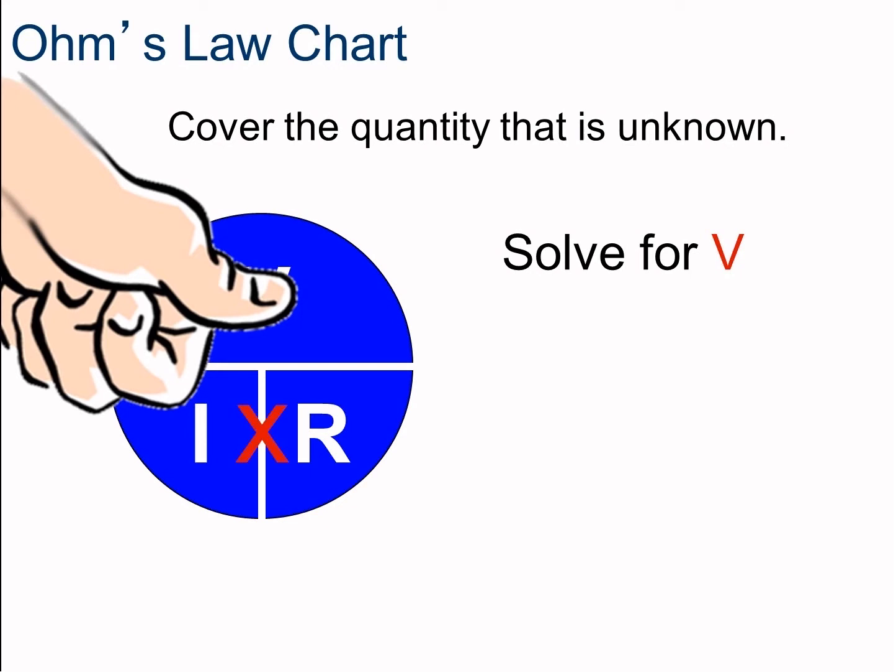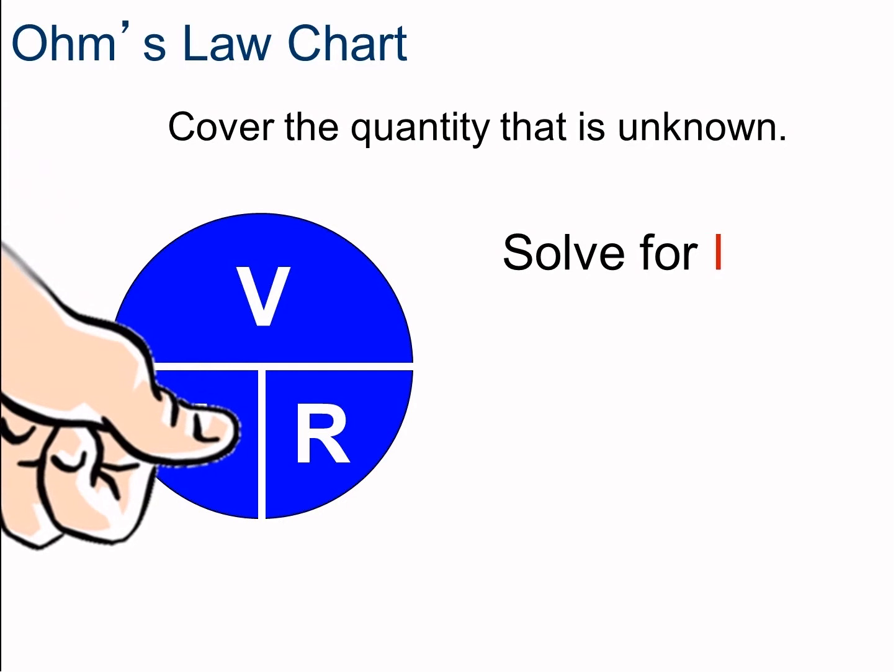Let's see if we can apply this in other situations. What if we want to solve for the current? Now what are we going to do? What happens if we cover up the I with our thumb? Well, now you have a V over an R. Looks kind of like division. So if you divide V by R, you get the current. V over R equals I.